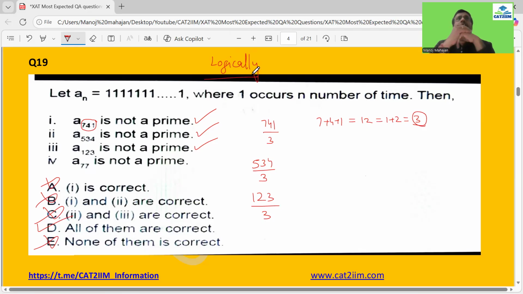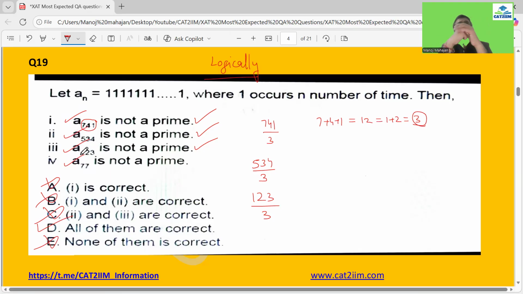So it may sound surprising or interesting to a student who would be listening to this for the first time. See, they've given such big numbers, right? A 741, A 534, A 123, A 77. Now, to check whether it is prime or not, just understand one thing. If they give you such a big number that is actually prime, and they give it in the exam hall, how would you check it?